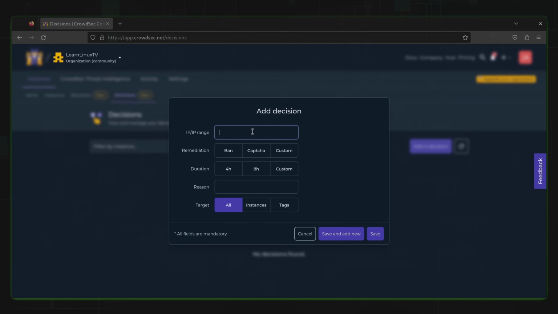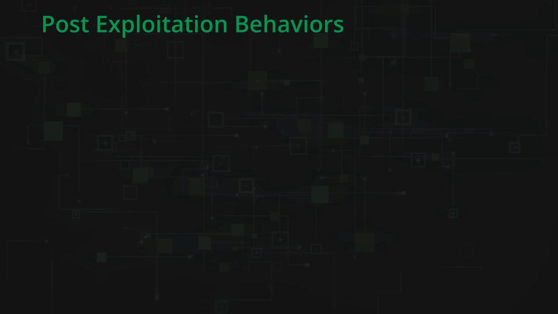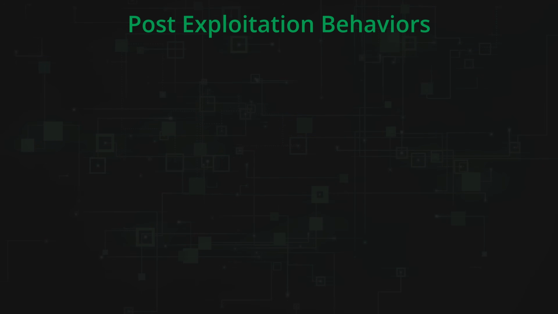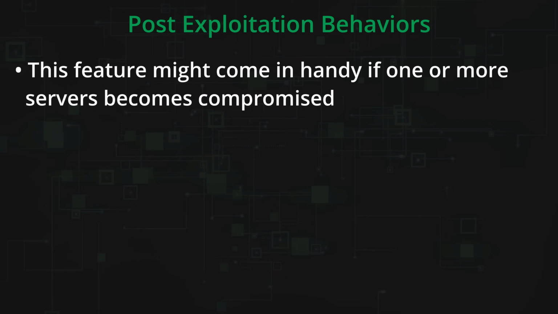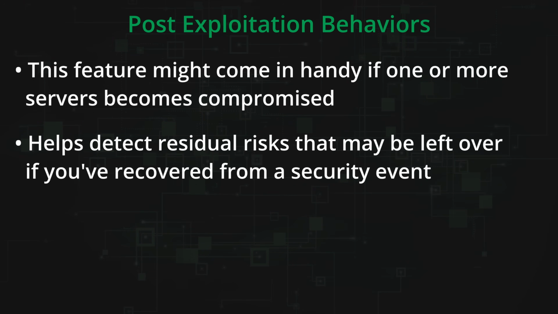Now let's switch gears and talk about another new feature in CrowdSec 1.5, post-exploitation behaviors. If a threat actor ends up getting into your server anyway, then post-exploitation behavior is something you might benefit from. So this is one of those things that you'll hope you'll never have a use for, but if you do, you'll be glad it's there. After your server has been compromised, what you could do is use post-exploitation checks to see if there's any residual users or processes running that probably shouldn't be.